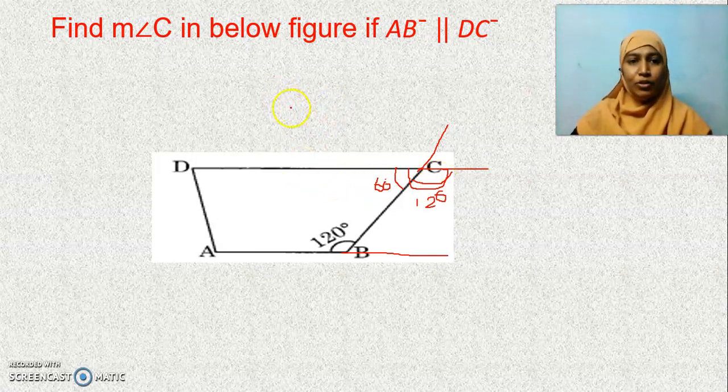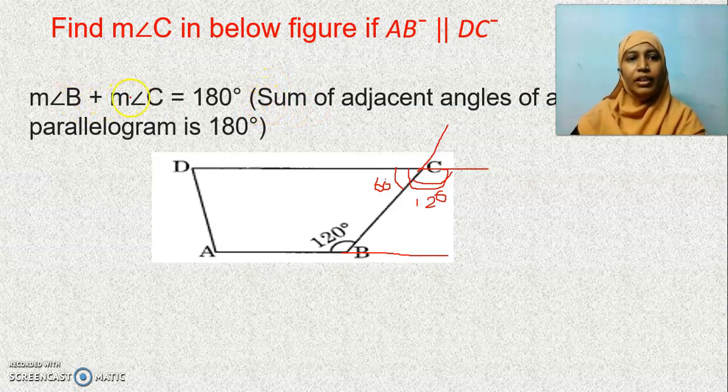But here I am going to state another property. See here, angle B plus angle C, the sum of adjacent angles of a parallelogram, is 180 degrees. Here you cannot use this property. Why?